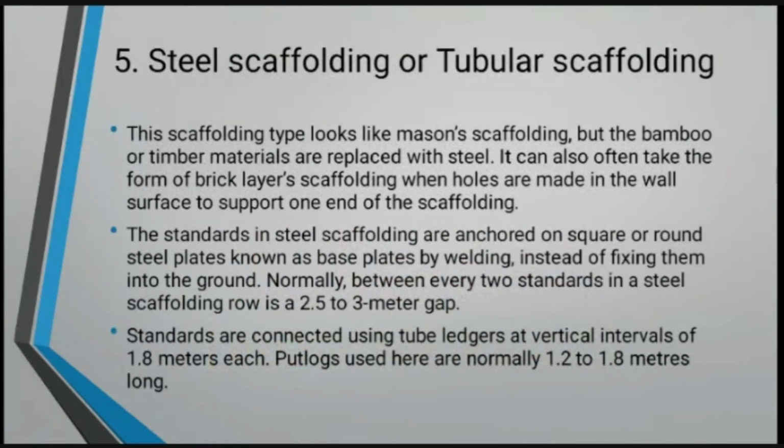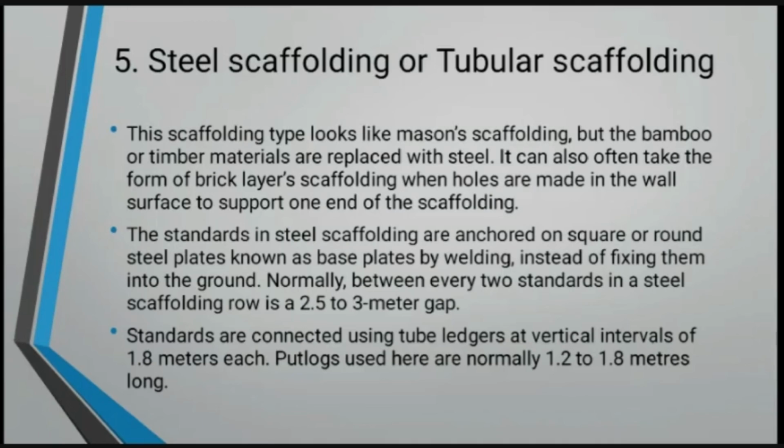Fifth, steel scaffolding or tubular scaffolding. These scaffolding types look like mason scaffolding, but the bamboo or timber materials are replaced with steel. It can also often take the form of bricklayer scaffolding when holes are made in the wall surface to support one end of the scaffolding. The standards in the steel scaffolding are anchored on square or round steel plates known as base plates by welding.